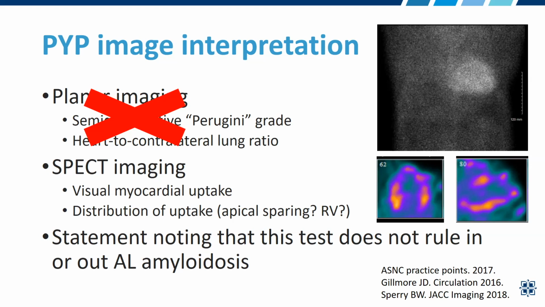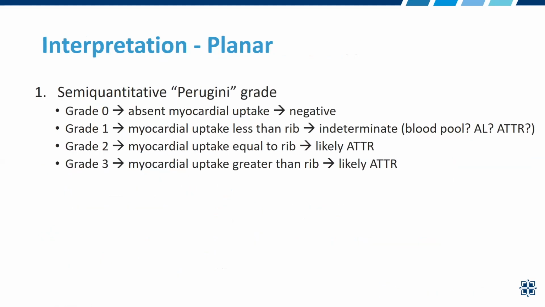With SPECT imaging, we're looking at the visual uptake in the chest to see if the uptake of the radiotracer is in the heart or if it's in the blood pool and the blood vessels. And then the distribution: is it apical sparing? Is it involving the right ventricle or the atrium? Some new data on that recently. Looking at the SPECT imaging is how you're going to interpret these studies. And then at the end, a statement noting that this test does not rule in or out AL amyloidosis.